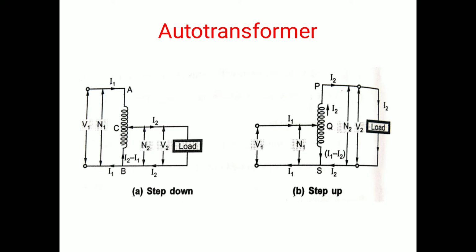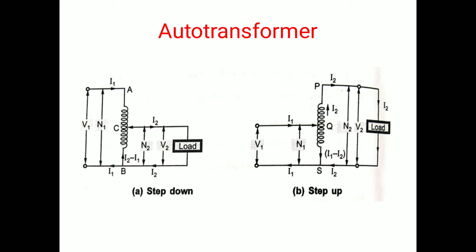Now in the first diagram, that is in step down, AB acts as a primary winding while part of the primary winding BC acts as a secondary winding. The position C is called a percentage tapping point that can be selected as per the requirement of secondary voltage. In figure B, QS acts as a primary winding while the PS acts as a secondary winding.